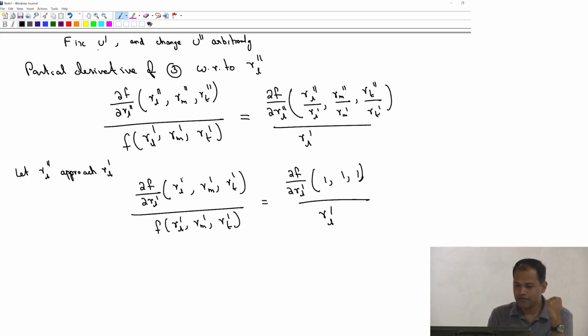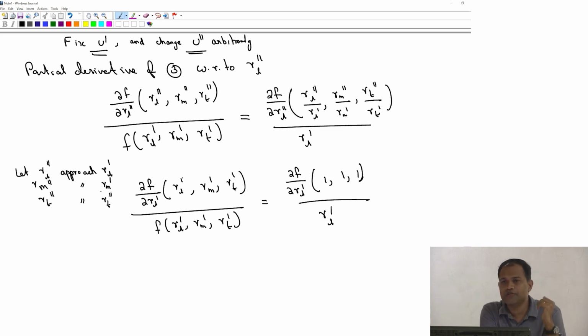So which one did we keep? We fixed u prime and changed, I am changing my u, fixing my u prime and changing my u double prime. So u RL double prime basically approaches RL prime. In fact, what we are doing is we are approaching, changing our u double prime into u prime.